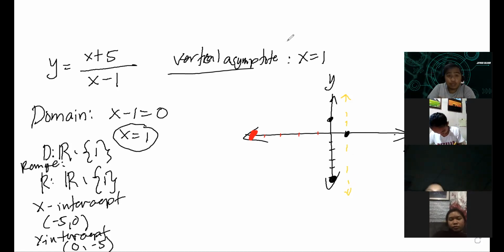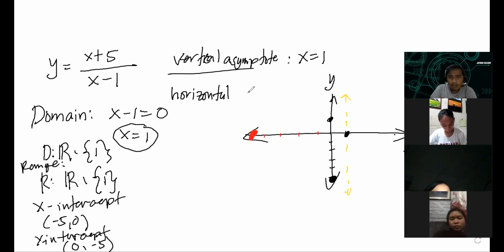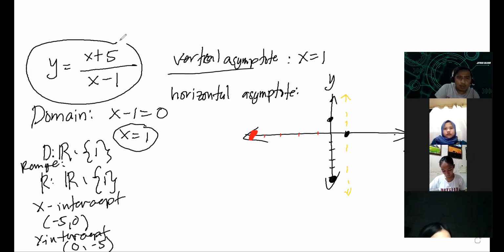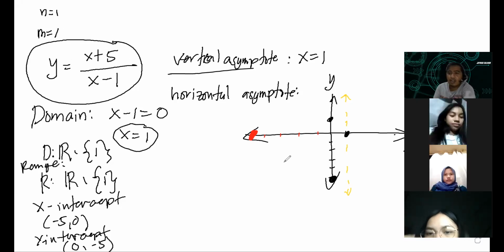Now, what is next? The horizontal asymptote. How to find the horizontal asymptote? There are 3 cases, right? Which case is this? Case 1, 2, or 3? Case 2. First question: what is the highest exponent in your numerator? 1. Very good. Your n is 1, right? Now, how about in your denominator? What is the highest exponent in your denominator? 1 also. So it means your m is also 1, right? So in this case, your m and n are equal.